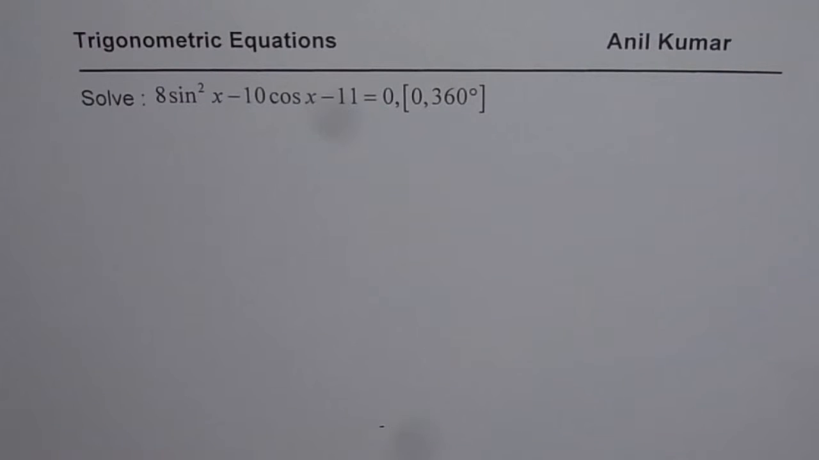I'm Anil Kumar, and here we have a quadratic equation in two trigonometric ratios: 8 sine square x minus 10 cosine x minus 11 equals 0. This is like a test problem for you. You can pause the video, solve, and then look into my suggestion.